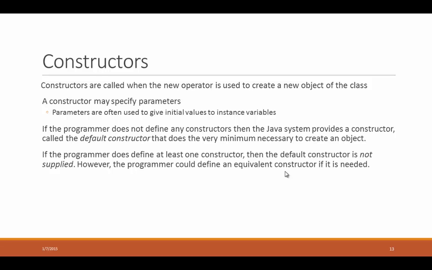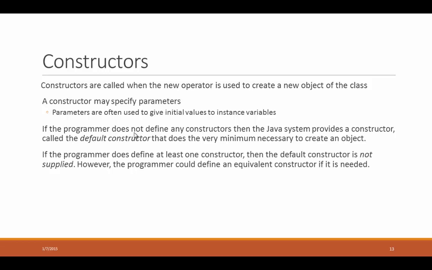Constructors are called when the new operator is used to create a new object of the class. That's why it's called a constructor. It may have parameters. Usually those are used to give values to the instance variables. There are a couple of rules here. I'm going to state them, and they're sort of complicated. In some ways they're complicated, but once you get using classes and writing examples, they'll become a little clearer.